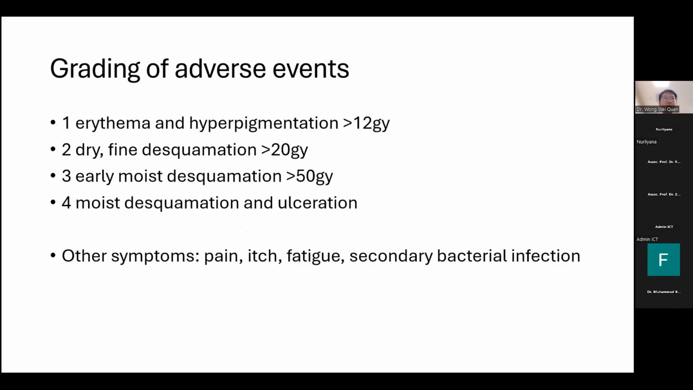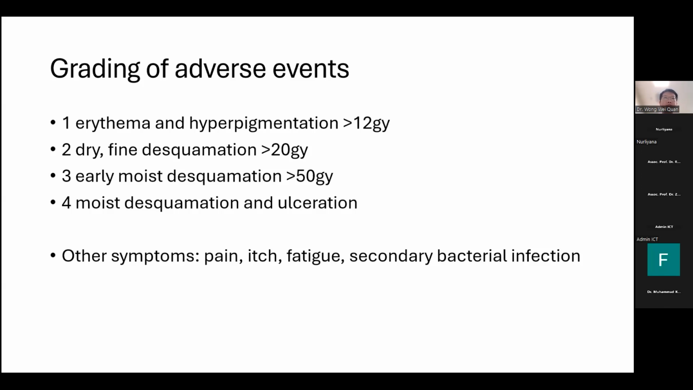So we grade adverse events according to CTCAE, and it's graded between 1 to 5. Grade 1 is erythema and hyperpigmentation. This can occur at doses of more than 12 grays. Grade 2, which is a dry, fine desquamation, can occur at doses above 20 gray. Grade 3 occurs at more than 50 gray, leading to moist desquamation, and grade 4 leads to more severe moist desquamation and ulceration. Of course, alongside this category of side effects, the patient can also experience other symptoms which have been described earlier.